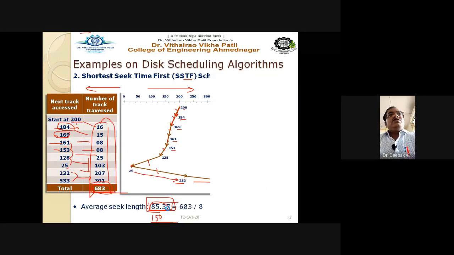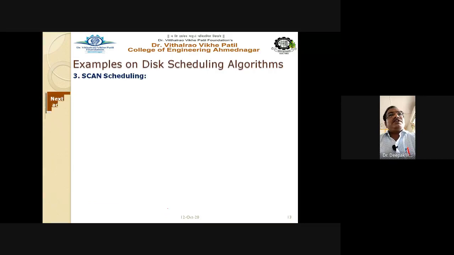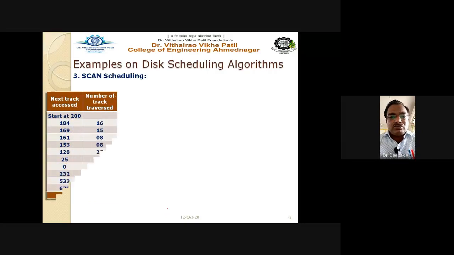Now go to the next one, which is the SCAN scheduling algorithm. In case of SCAN, you know that it will scan the entire disk, starting from one end, reaching the other end, and again starting from the opposite end. So start at 200 and always move toward the higher numbers. Remember this in SCAN, and in whatever algorithm comes after SCAN, like C-SCAN and LOOK. The head always moves toward the higher numbers as compared to the current head.